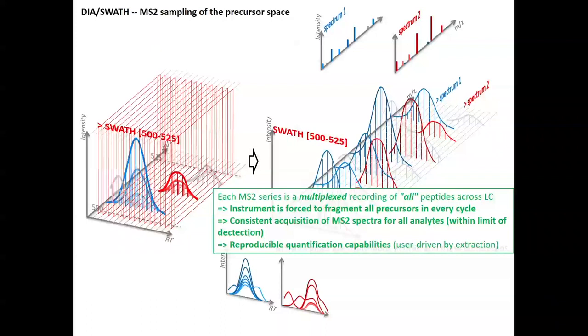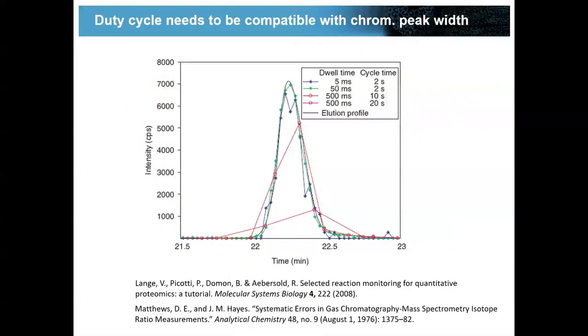Again, the feature of the data is that the instrument is forced to fragment all precursors in every cycle. So we get consistent acquisition of MS2 spectra for everything that's there, right down to, well, we have to put a caveat here, within the limit of detection of the instrument. And this should lead to reproducible quantification capabilities, as is the case in SRM type of data. But again, the cost is this very complex data, and we need to figure out clever ways to extract the information.